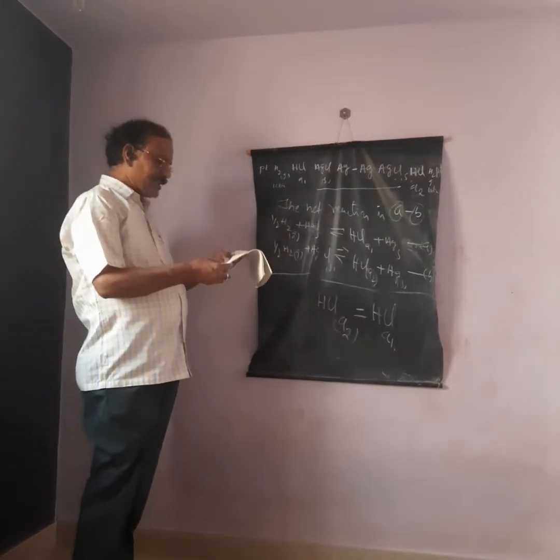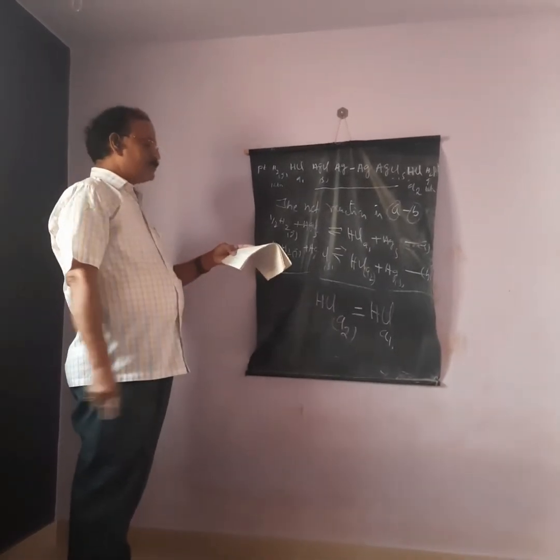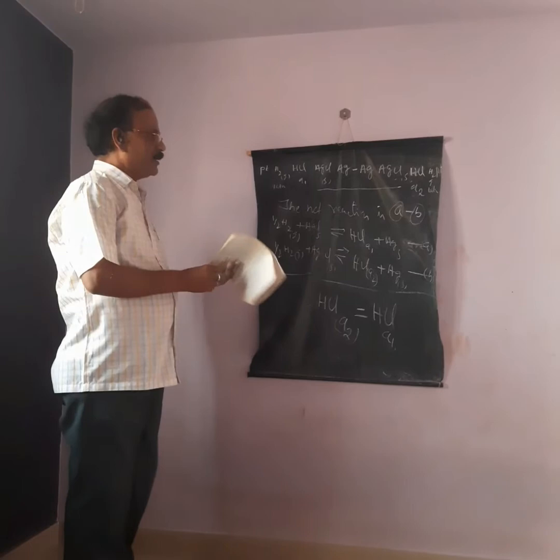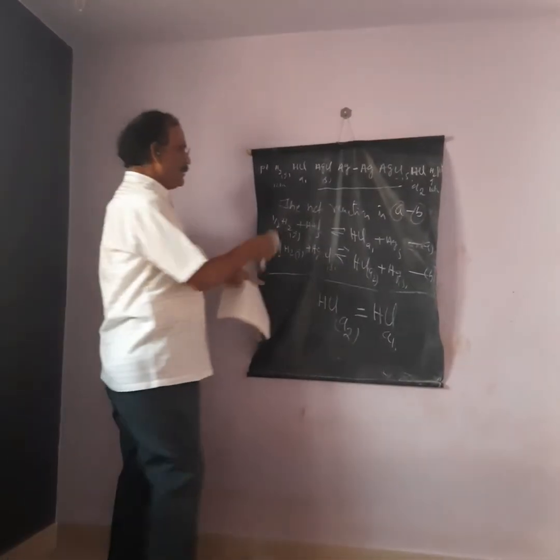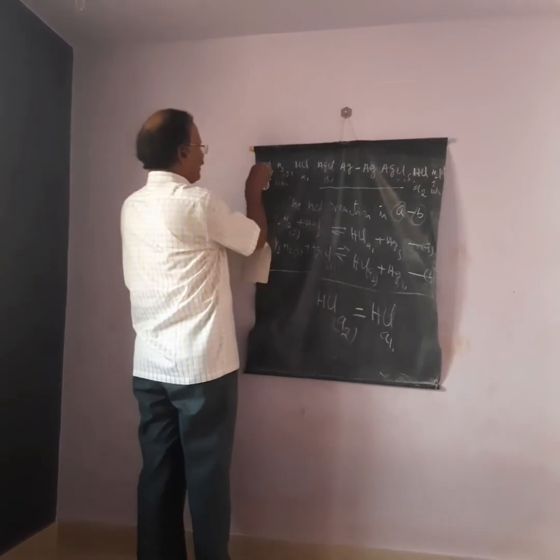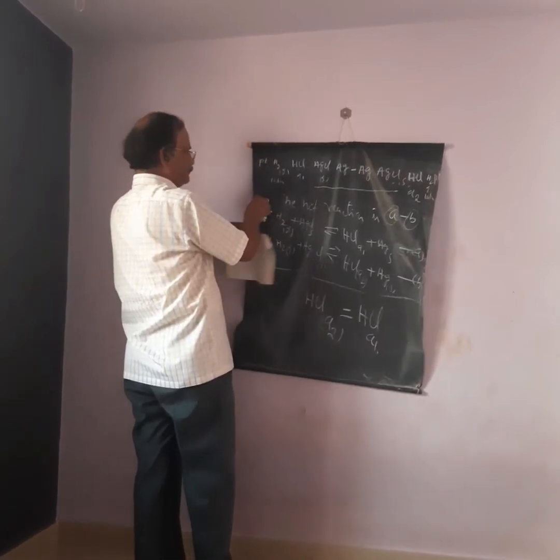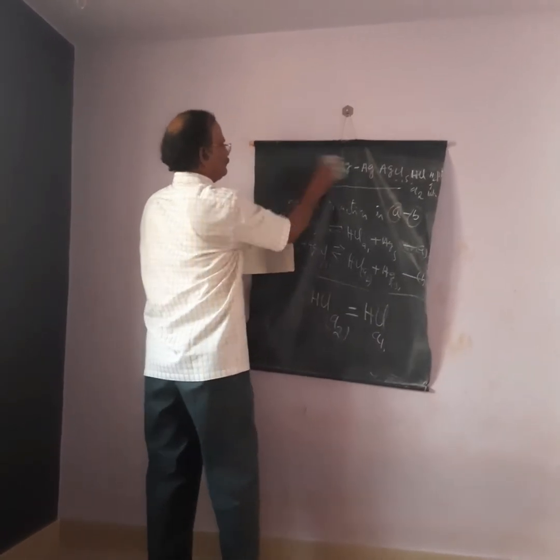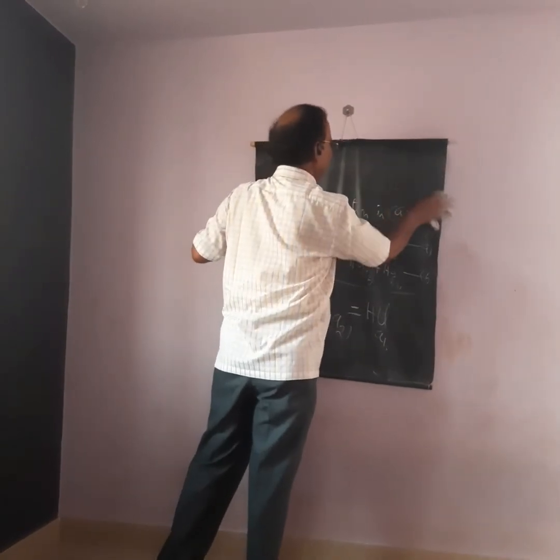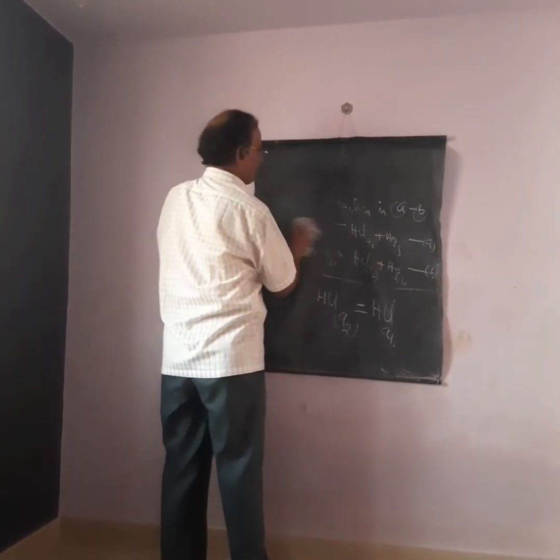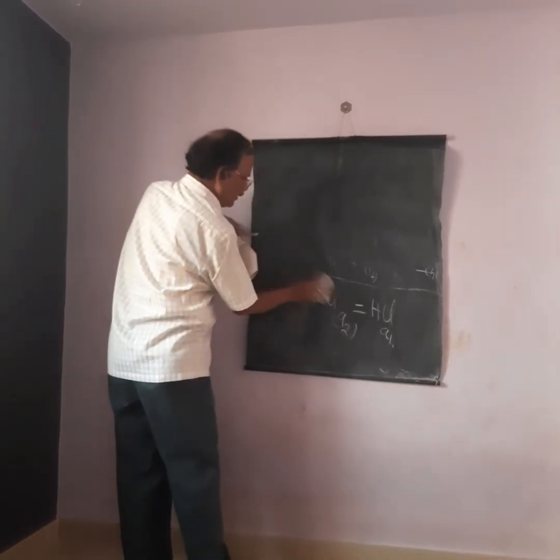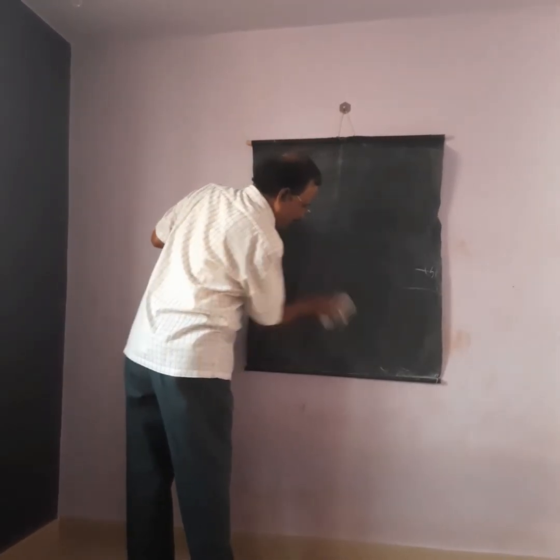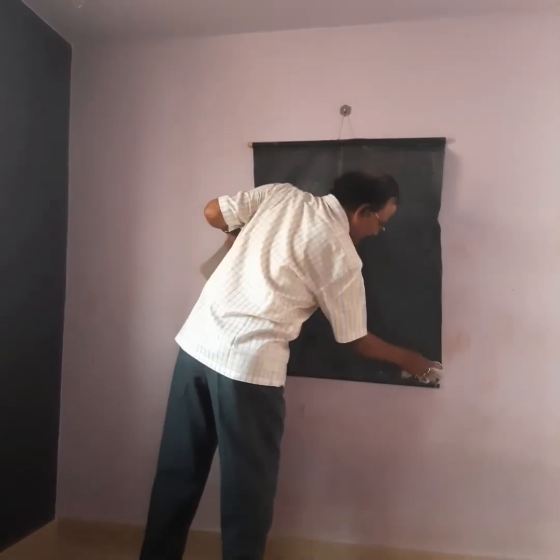Similarly, the EMF of the cell is obtained by substituting E2 minus E1. You already know E2 and E1. Similarly, it is all written in the PDF notes. By saying PDF notes, it is clearly understood.